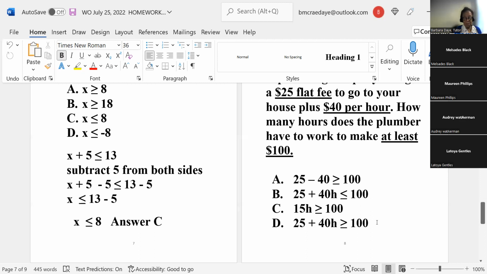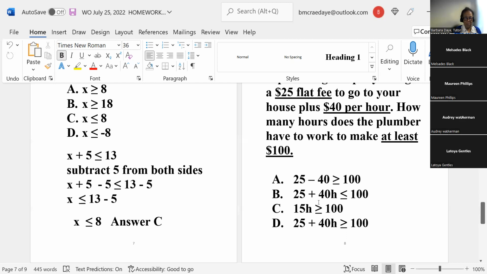You're saying that the 25 plus $40 an hour total must be greater than or equal to 100. That satisfies the at least 100. Oh no, I understand why it's turned like that. Yeah, greater than or equal. But let's prove my point. Go explain B to me now.